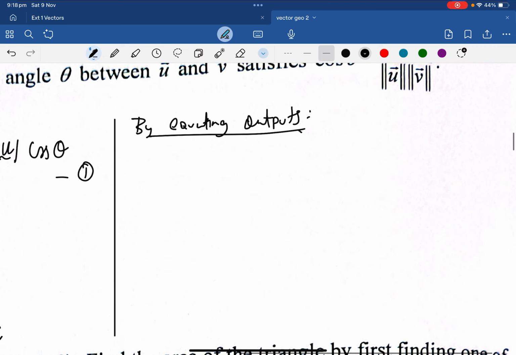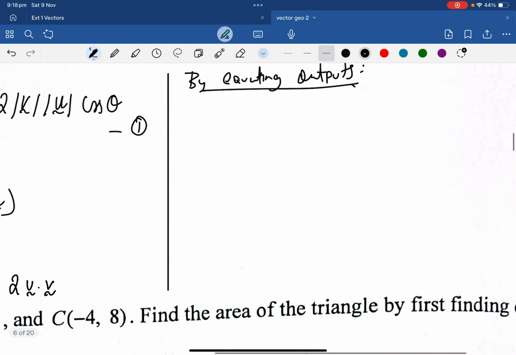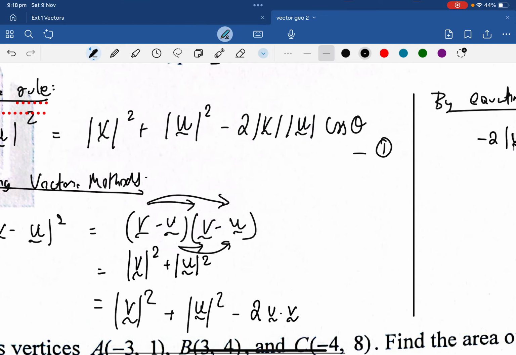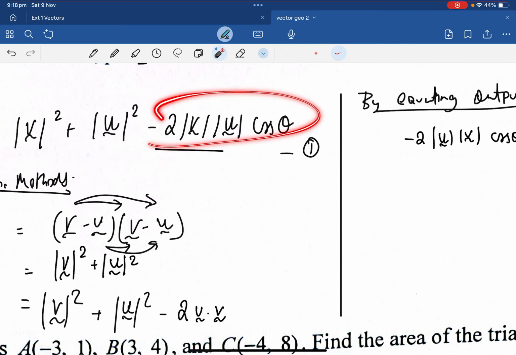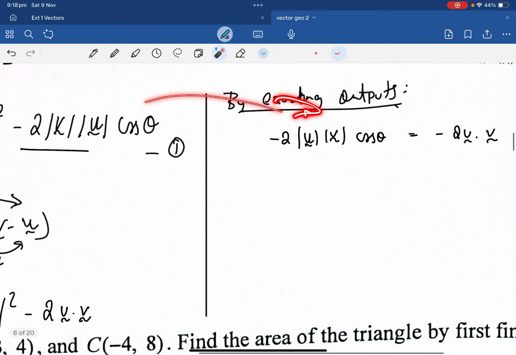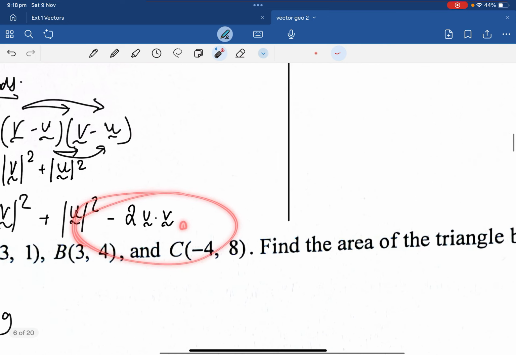So then by equating coefficients, minus 2 |u||v| cos theta is equal to minus 2 u dot v. We're just going to equate this coefficient here and this coefficient here.